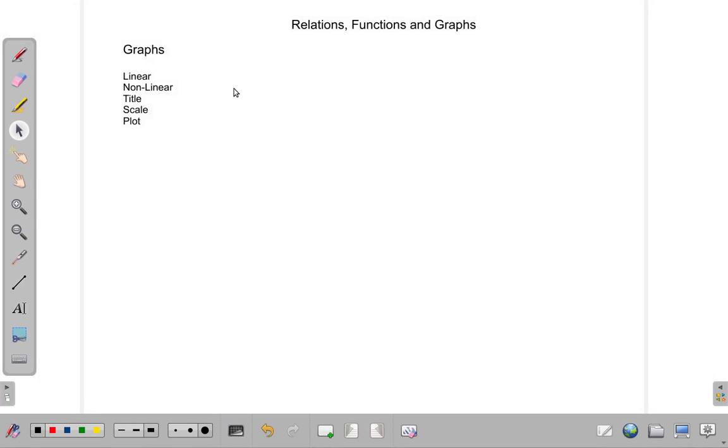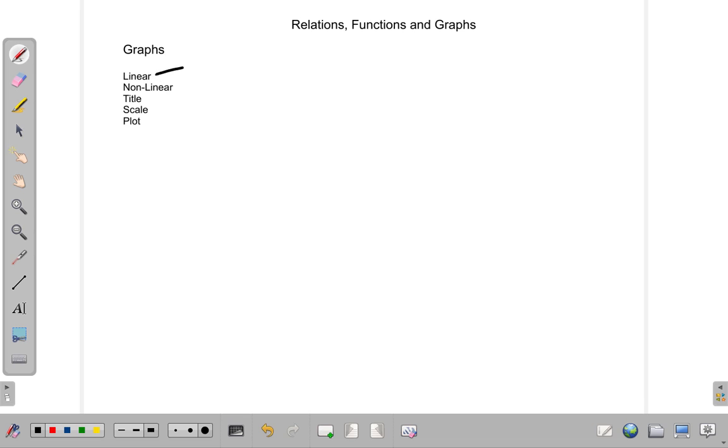Let's continue looking at relations, functions and graphs. Let's look at graphs right now. Now you have two main types of graph in terms of how they are categorized. Two main types of graphs to study. One is linear and the other non-linear. A linear graph will produce a straight line. Alright?